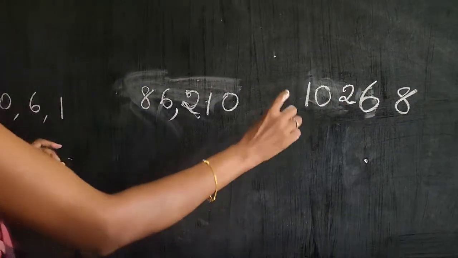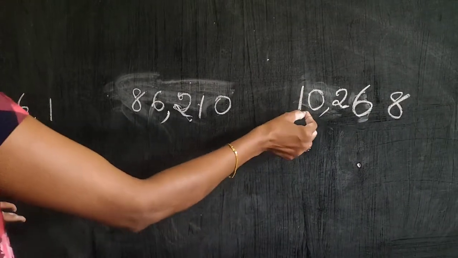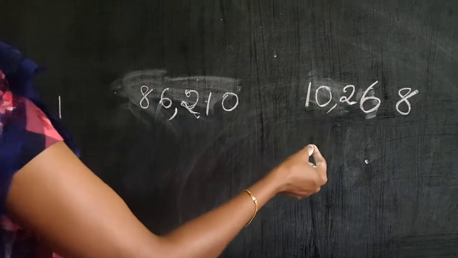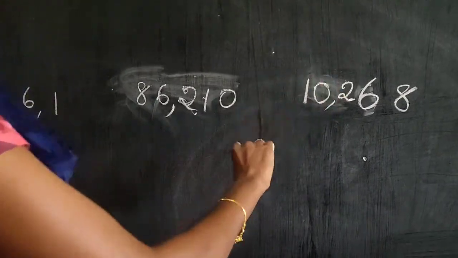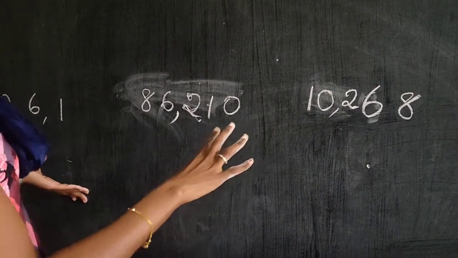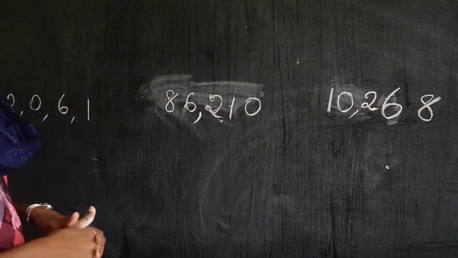So only in this case you must be careful. When 0 comes, to find the smallest number you must be careful. You have to first write the number which is little bigger than 0. That number you have to write first, then you write 0. 0 you should not write in the beginning. So be careful when 0 comes to write the smallest number. Okay, thank you.